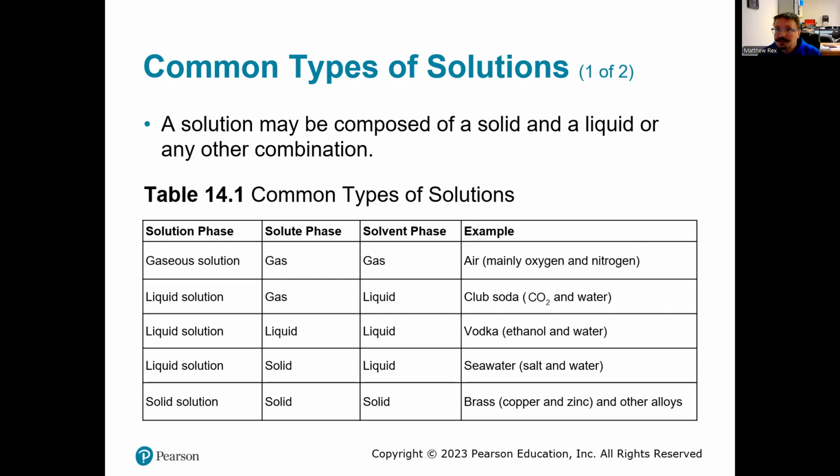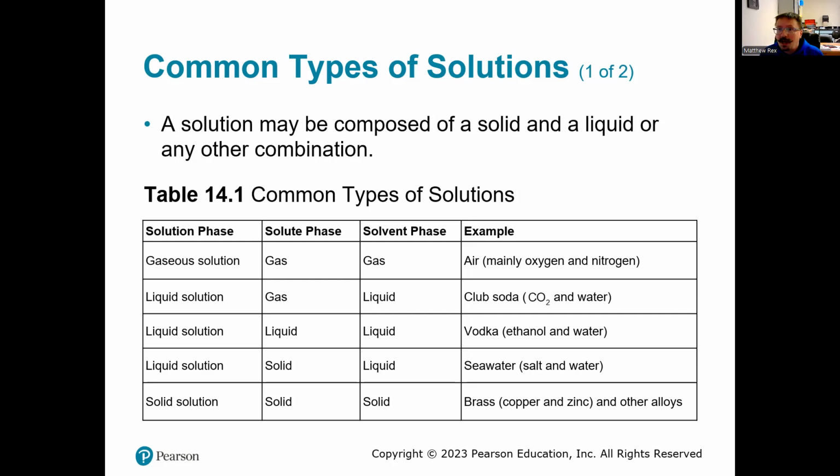The air is a solution. Nitrogen is the majority component, makes up about 79–80% of the air. So that would be considered the solvent. Oxygen makes up around 19–20% of the air. So that would be one of your solutes. And then you also have small trace amounts of argon, of water, of CO2. So those would also be solutes in that mixture.